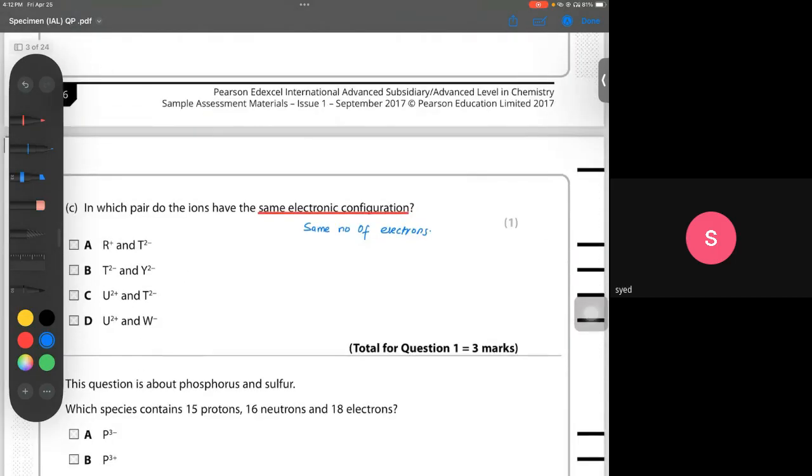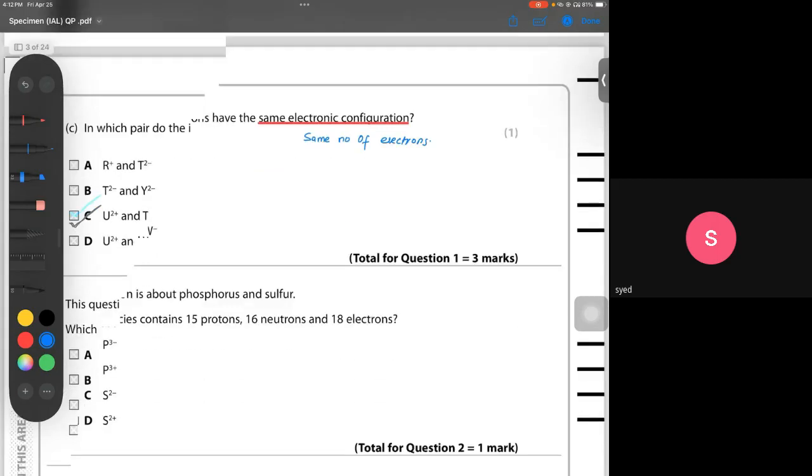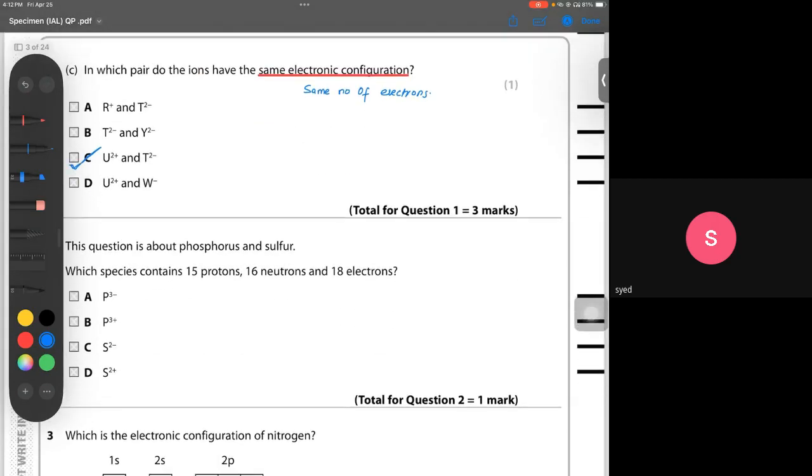So I can say the answer is C because U2 plus and T2 minus both have the same number of electrons. So of course, when it has the same number of electrons, the electronic configuration would be the same. So that's why C is your correct option. Simple. Now, this question is about phosphorus and sulfur.